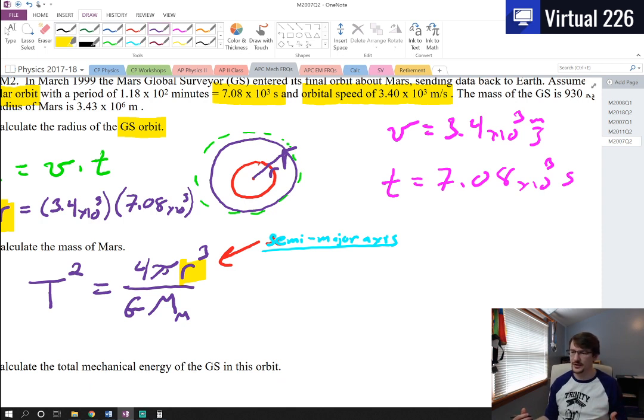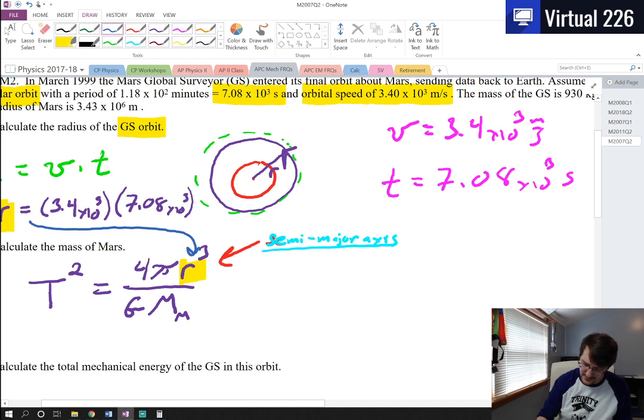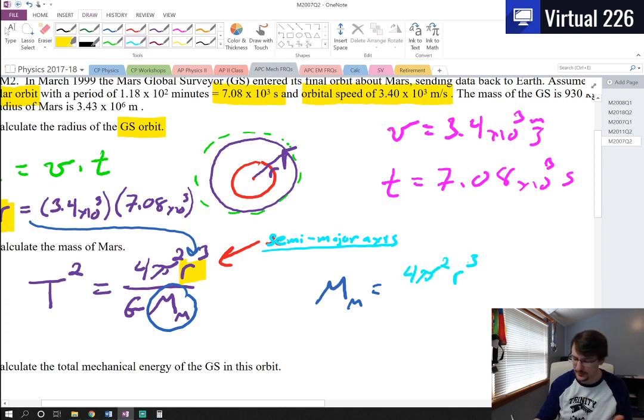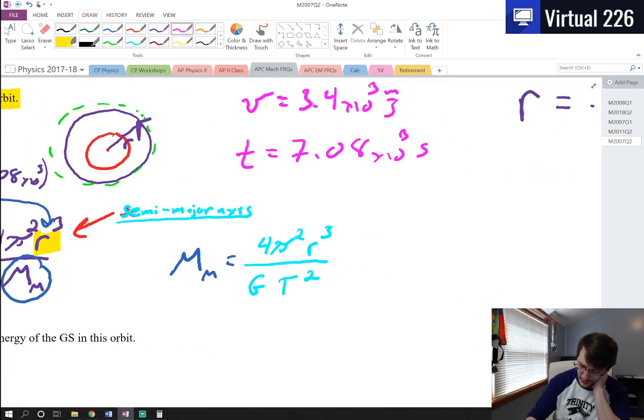I'm not worried about the sun going on here. The only two objects I care about in my system are Mars and the satellite. The satellite's so rinky it doesn't matter. So that means all I have to do, because I have this orbital radius from part A up here, I just have to solve for the mass of Mars, which means that the mass of Mars is equal to, slight typo, 4 pi squared times that orbital radius, or the semi-major axis cubed, divided by G times the period squared. So we just throw in all of our values here.